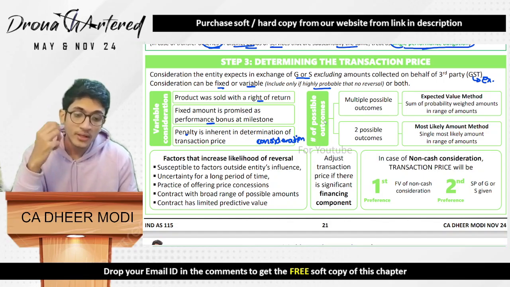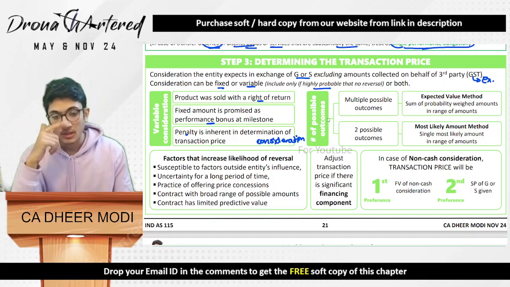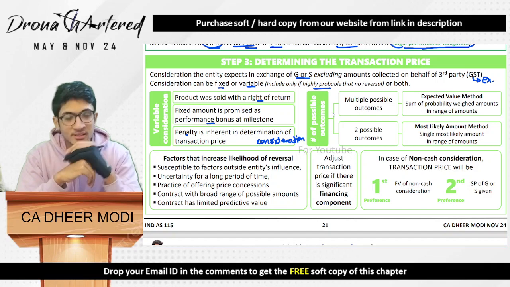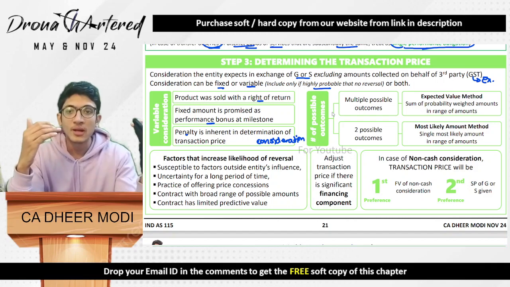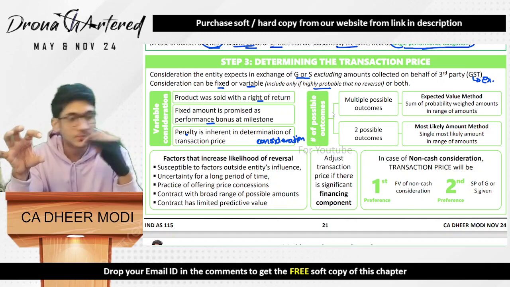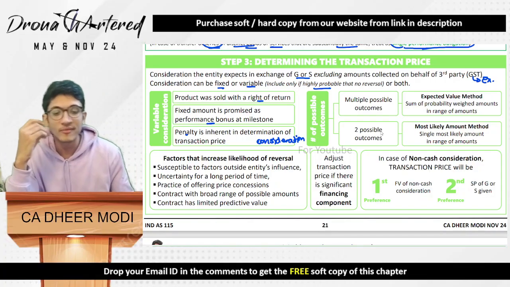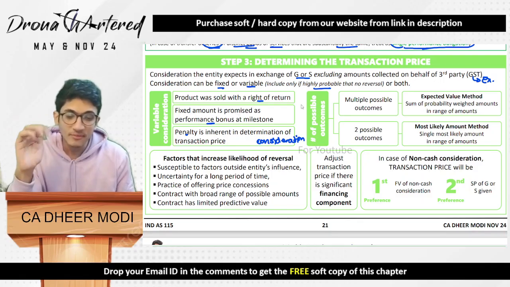Okay, now what is your number of possible outcomes? Say for example, when you're deciding the transaction price, there are two possible outcomes. If this happens, this will be the transaction price. If this happens, this will be the transaction price. So that is what we are talking about, the possible number of outcomes in terms of variable consideration.